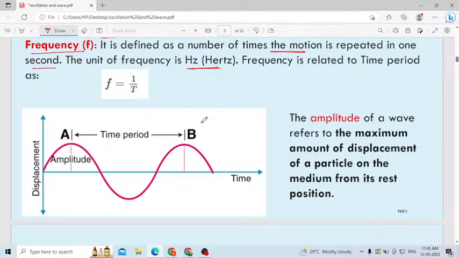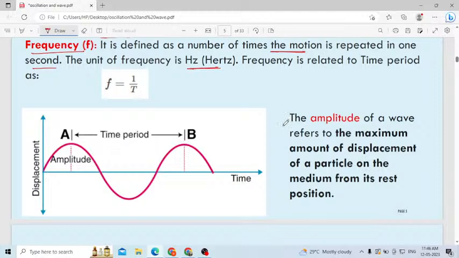Next, what is meant by amplitude? Consider this is a wave. This is the time period to repeat one oscillation, to repeat one wave. Here, this is one wave, crest and trough. This is one wave. How much time it takes to oscillate, otherwise to cover one wave, that is nothing but the time period.